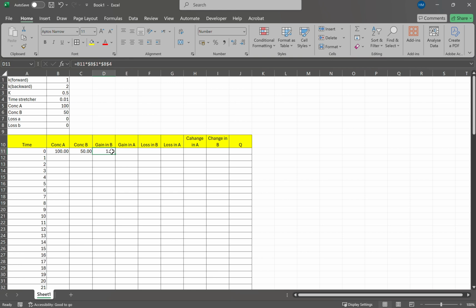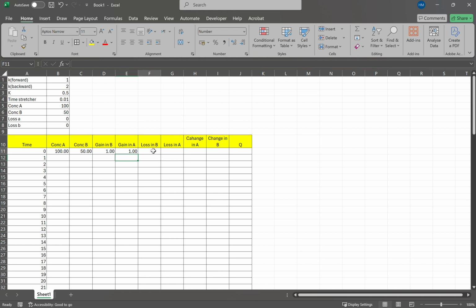Cool. So my gain in A, well, that's the backward reaction. So that's the rate constant. The rate equation for the backward reaction is k backward times the concentration of B. So I'm going to put equals. So k backwards, I want to lock that, times the concentration of B, just that one. I'm not going to lock that, and then times our time stretcher. I'm going to lock that. Locked. Great.